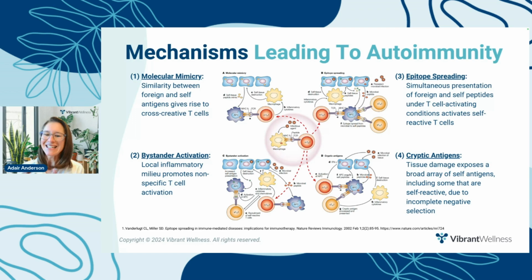Now, ideally, T cells against self antigen are quenched by your T regulatory cells, but because they're in that inflammatory environment, they could also get activated, leading to immune intolerance. Number three, epitope spreading. This is the simultaneous presentation of foreign and self peptides under T cell activating conditions that result in activation of self reactive T cells.